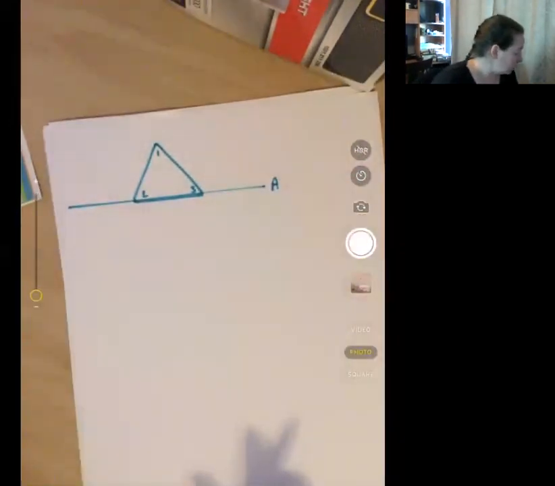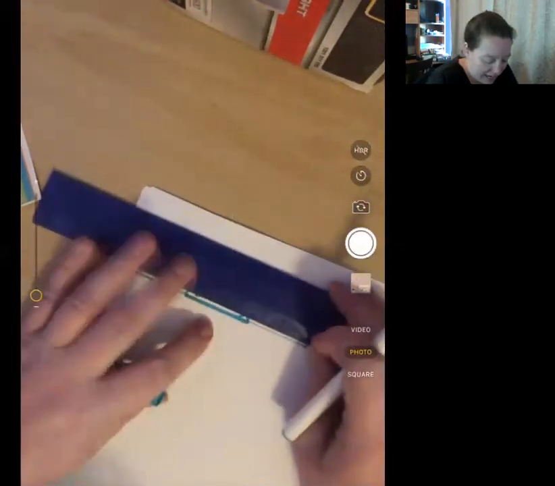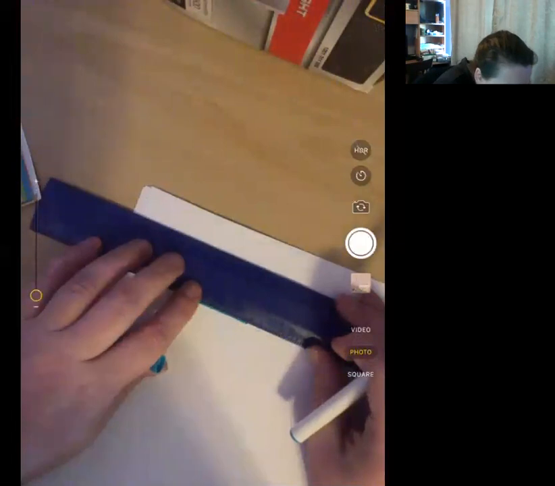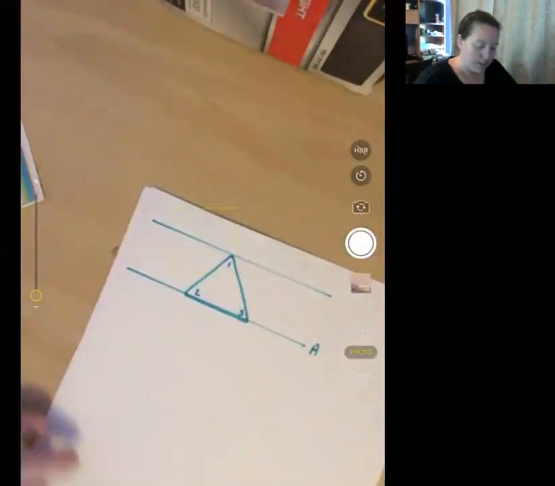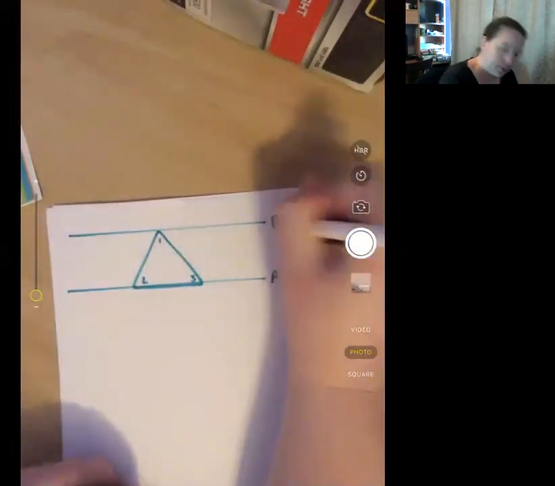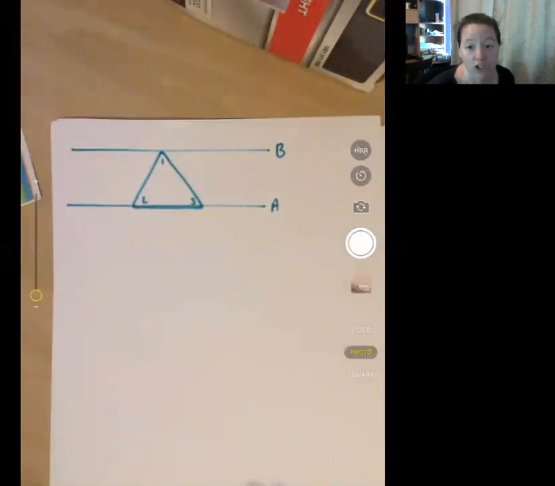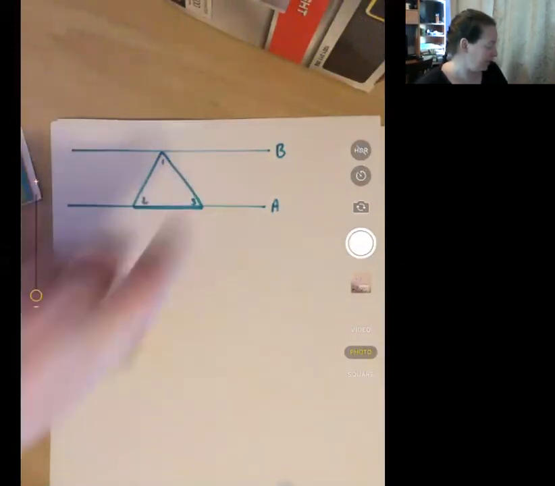Then it wants me to draw a line through the top of it that is parallel to A, which we are going to call B. Okay, so I have a line A, I have a line B. They are parallel to each other, or at least as parallel as I can make them. So I now have angles 1, 2, 3, line A and line B.